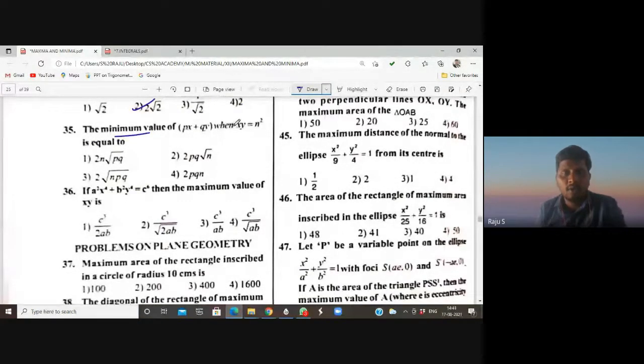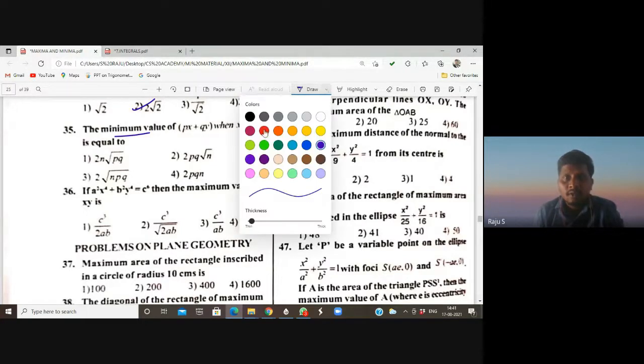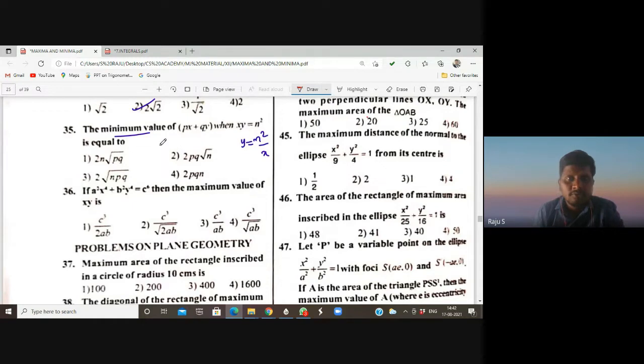Here the only thing is, again they have given it in terms of two variables, y is equal to n square by x. This y value you can substitute here. The function you can take as px plus q into y, y nothing but n square by x. This is f. So the same thing you can do, students, here. df by dx, that is f dash of x, you can find by equating to 0. You'll get some x value. That x value you can substitute here.